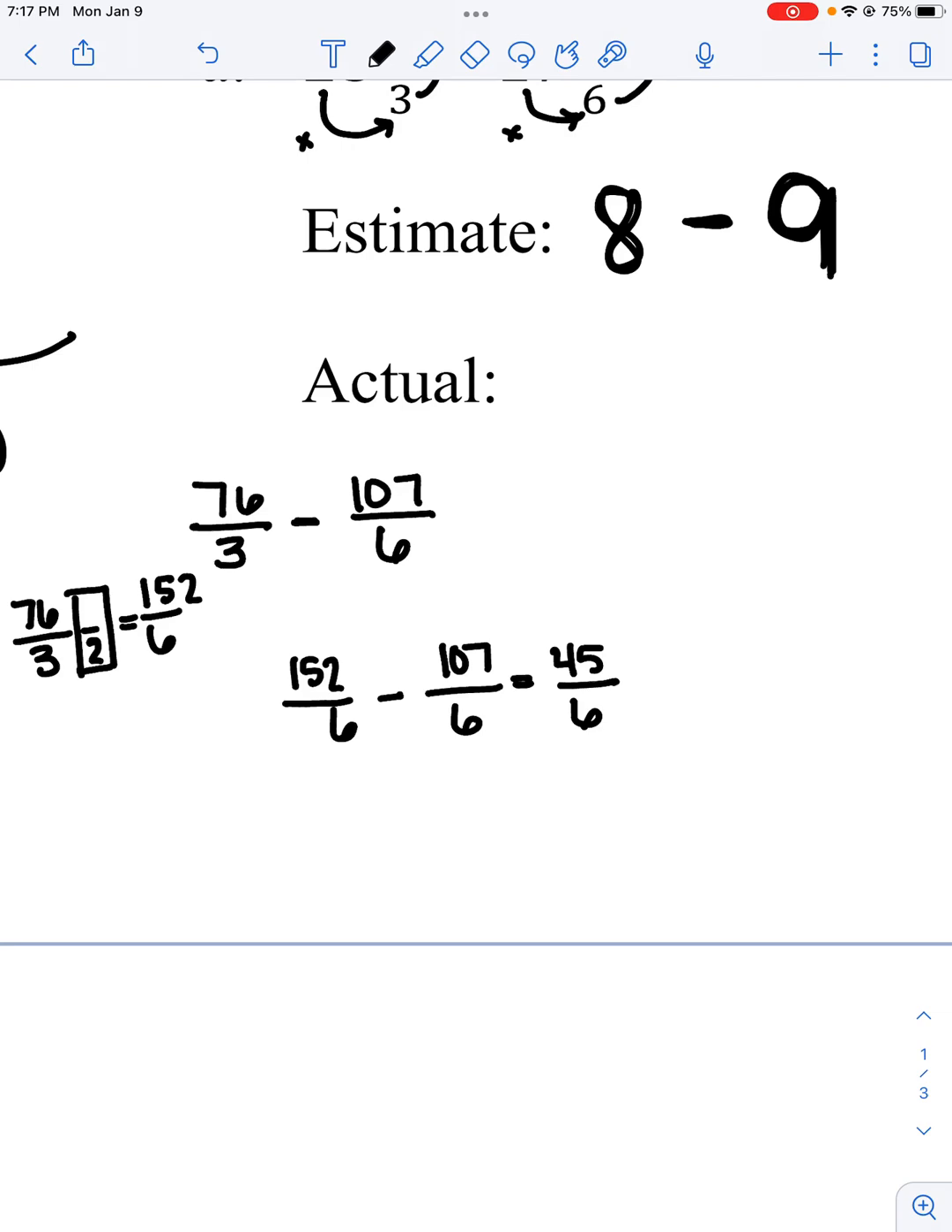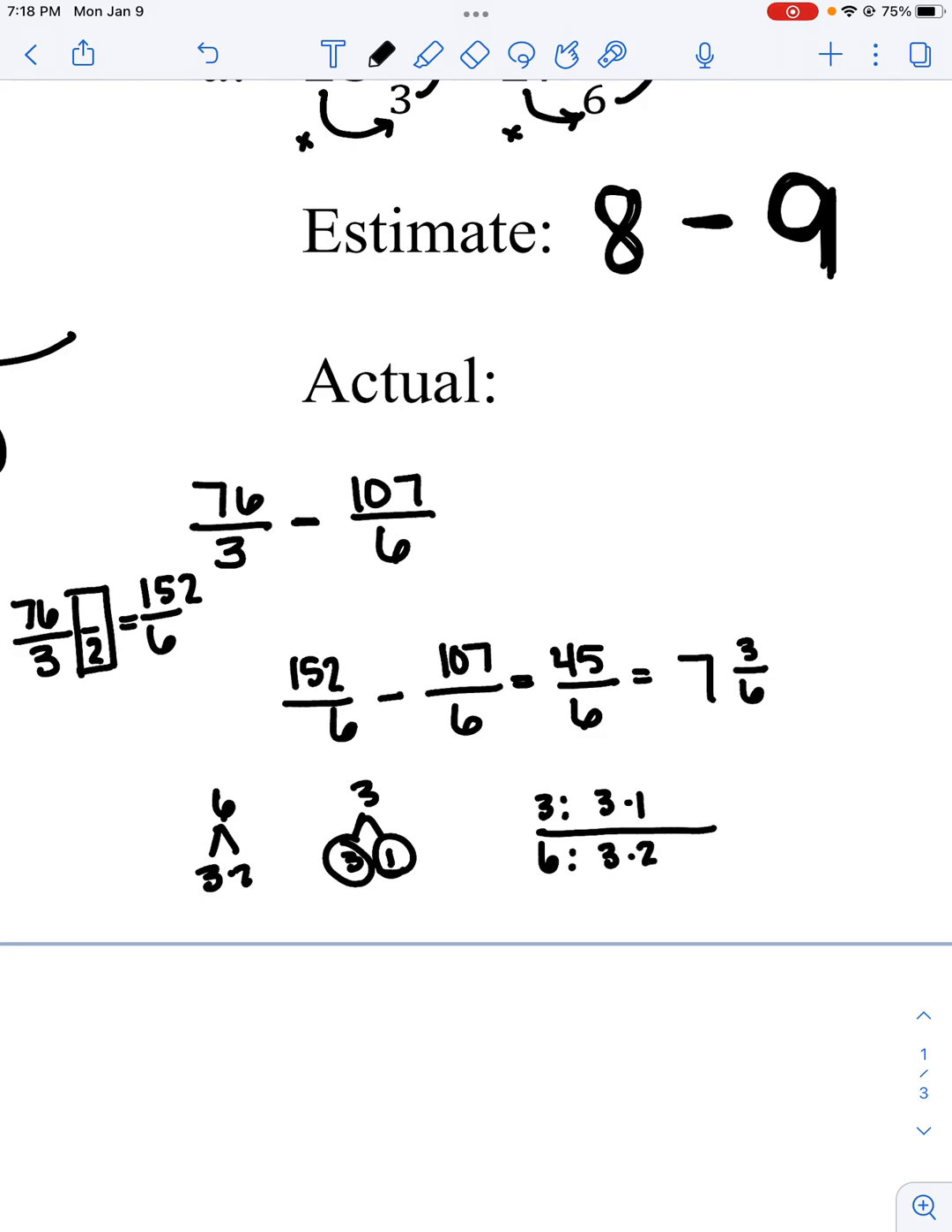I have to figure out the mixed number. So 6 goes into 45 7 times, which is 42. 45 minus 42 would leave me with 3 left over out of 6. I have 3 and 6. 3 is just 3 and 1. 6 is 3 and 2. If I find my greatest common factor, which is 3, I'm left with 1/2. So my actual answer is 7 1/2.